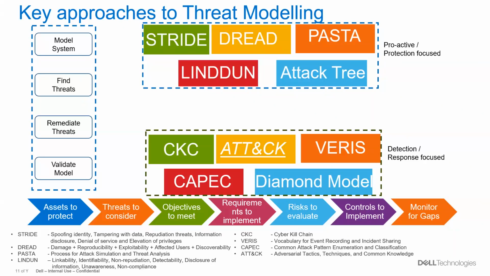So for this, there are various frameworks and structures available. You see two categories out there. One set is called proactive, or protection focused. The other set is called reactive, or response focused, primarily detection focused. Again, I want you to think like the blue team and the red team that we discussed a little earlier.